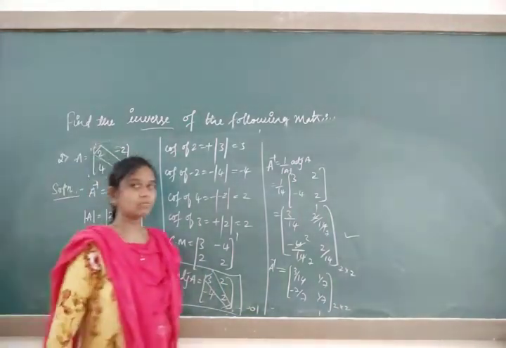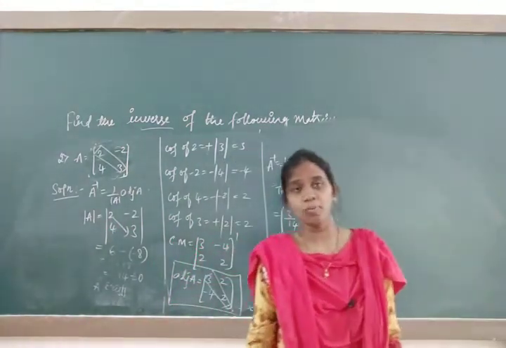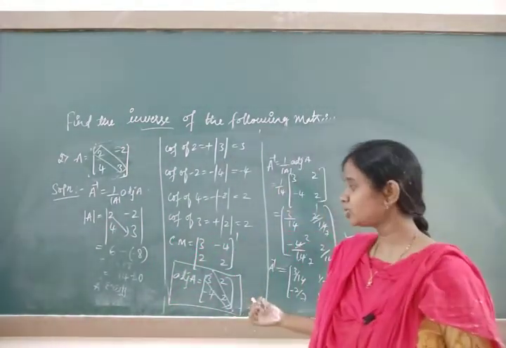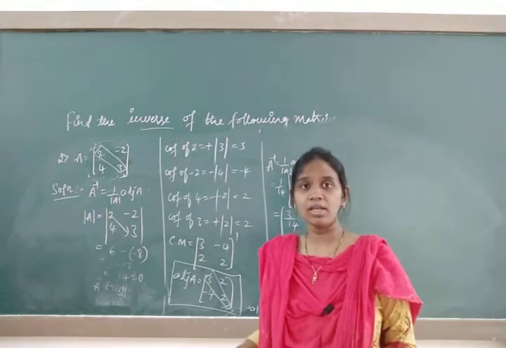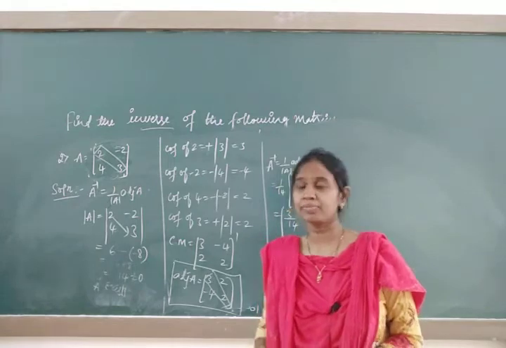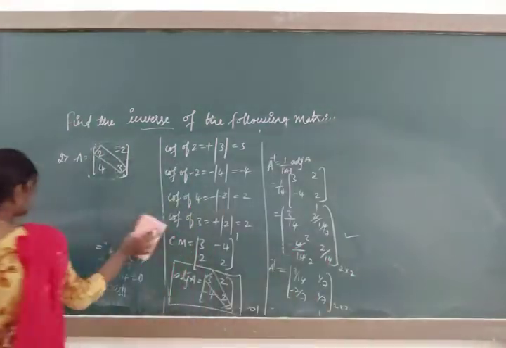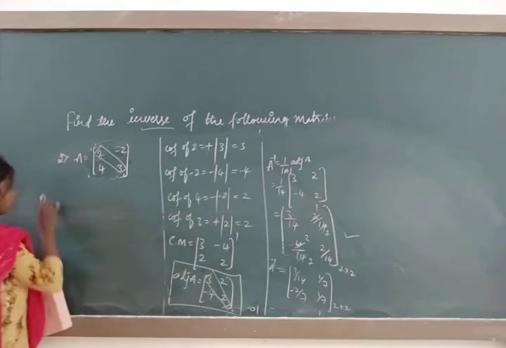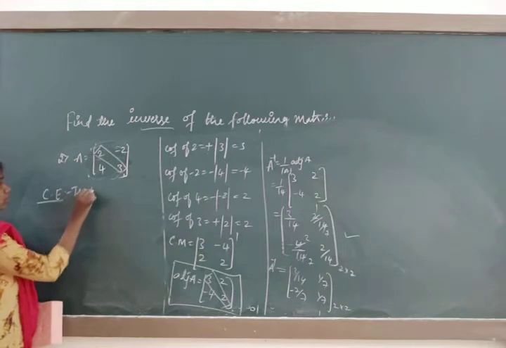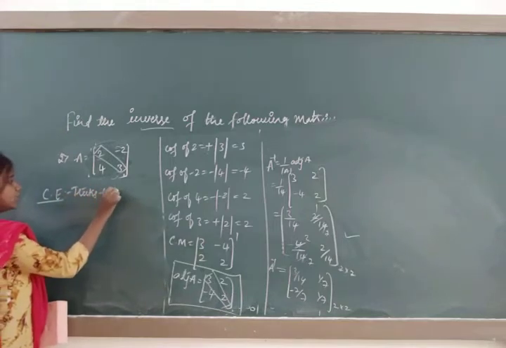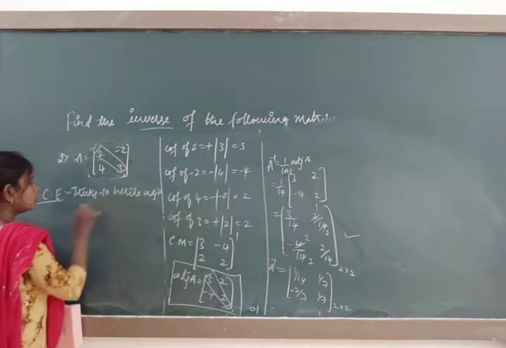It means we will take some tricks to write down the adjoint A directly for your competitive examination. But don't show these tricks in your theory examination, because for the theory you must write step by step. So how to write the adjoint for this? I will write the competitive examination trick to write adjoint A for 2 cross 2 order.